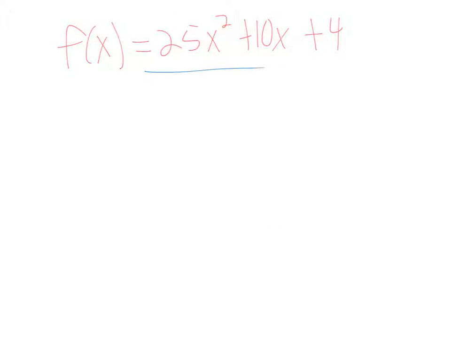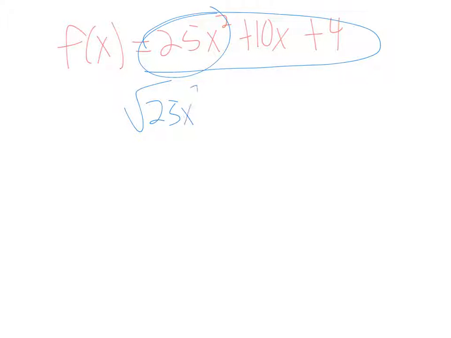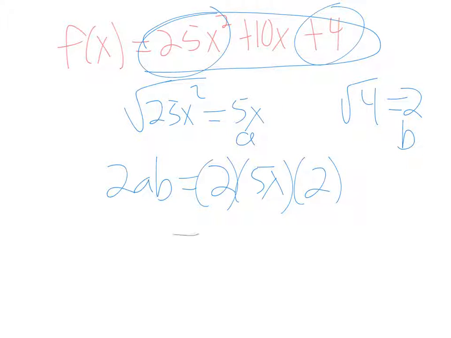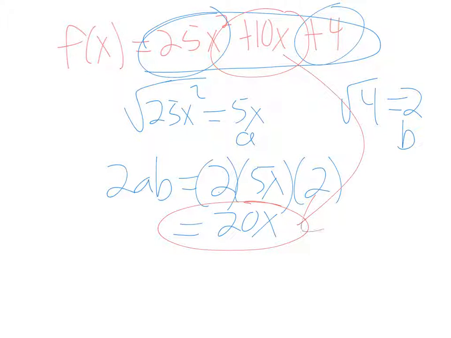Okay, let's check and see if this one is a perfect square. First thing I do, I check that one. Yeah, 25 is a perfect square. The square root of 25x squared is 5x. The square root of 4 is 2. So that looks like a, that looks like b. So what is 2ab? 2ab is 2 times 5x times 2. 2 times 5 is 10, so 20x. Well, take a look at that. I've got 20x here, but only 10x here. So can this be a perfect square? No. Not a perfect square.